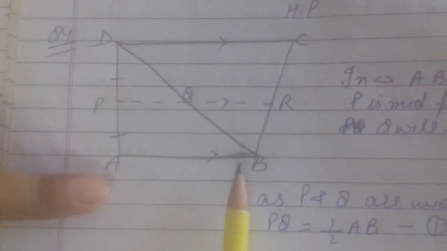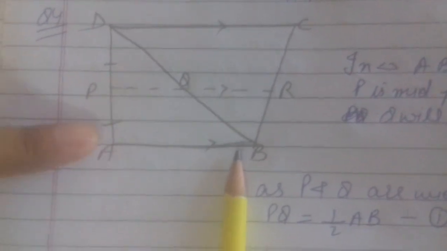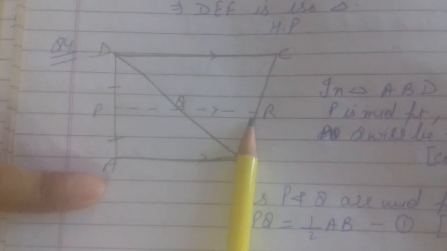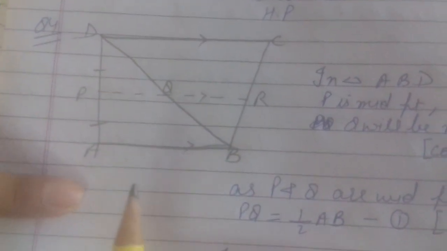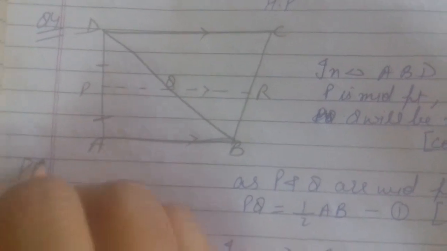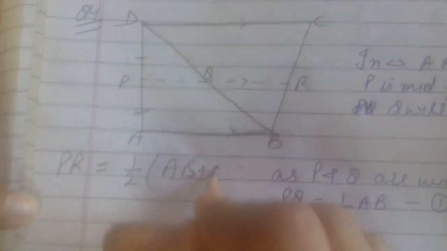You are given this figure. It shows a trapezium, and in this case AB is parallel to DC is parallel to QR. They have given you P is the midpoint, children, and you have to prove PR. What you have to prove? PR is equal to half of AB plus CD.